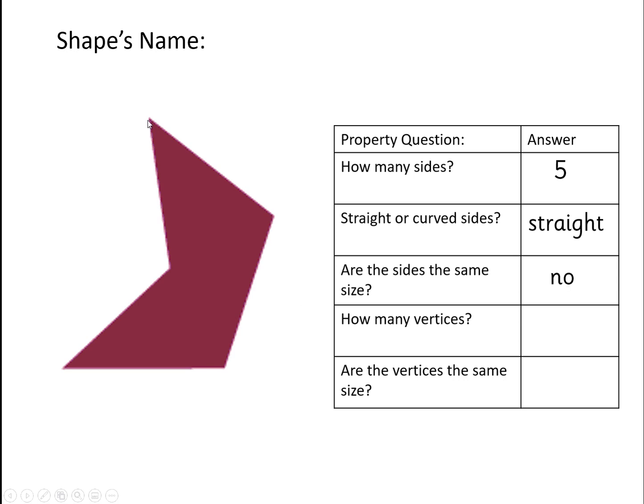How many vertices? 1, 2, 3, 4. And then there's a really big one here, 5. And are the vertices the same size? Well, that's clearly massive, whereas that's quite small. So no. And this is also, because it's got 5 sides, a pentagon, but this is what we call an irregular pentagon.